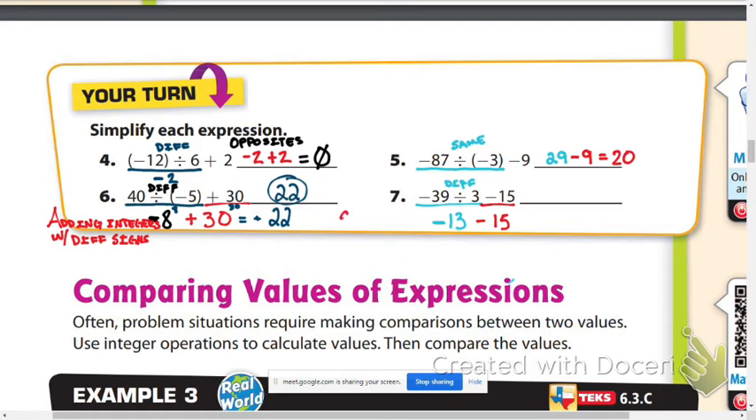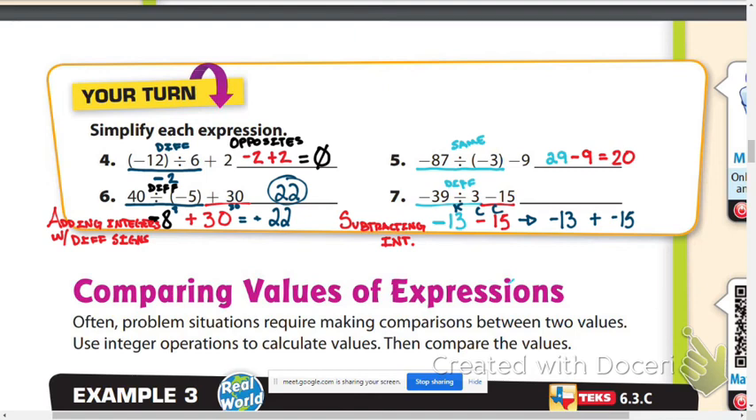KCC. Very good. Subtracting integers. We're subtracting integers, so we're going to be using KCC. So what does my new problem become? Negative 13 plus negative 15. Very good.